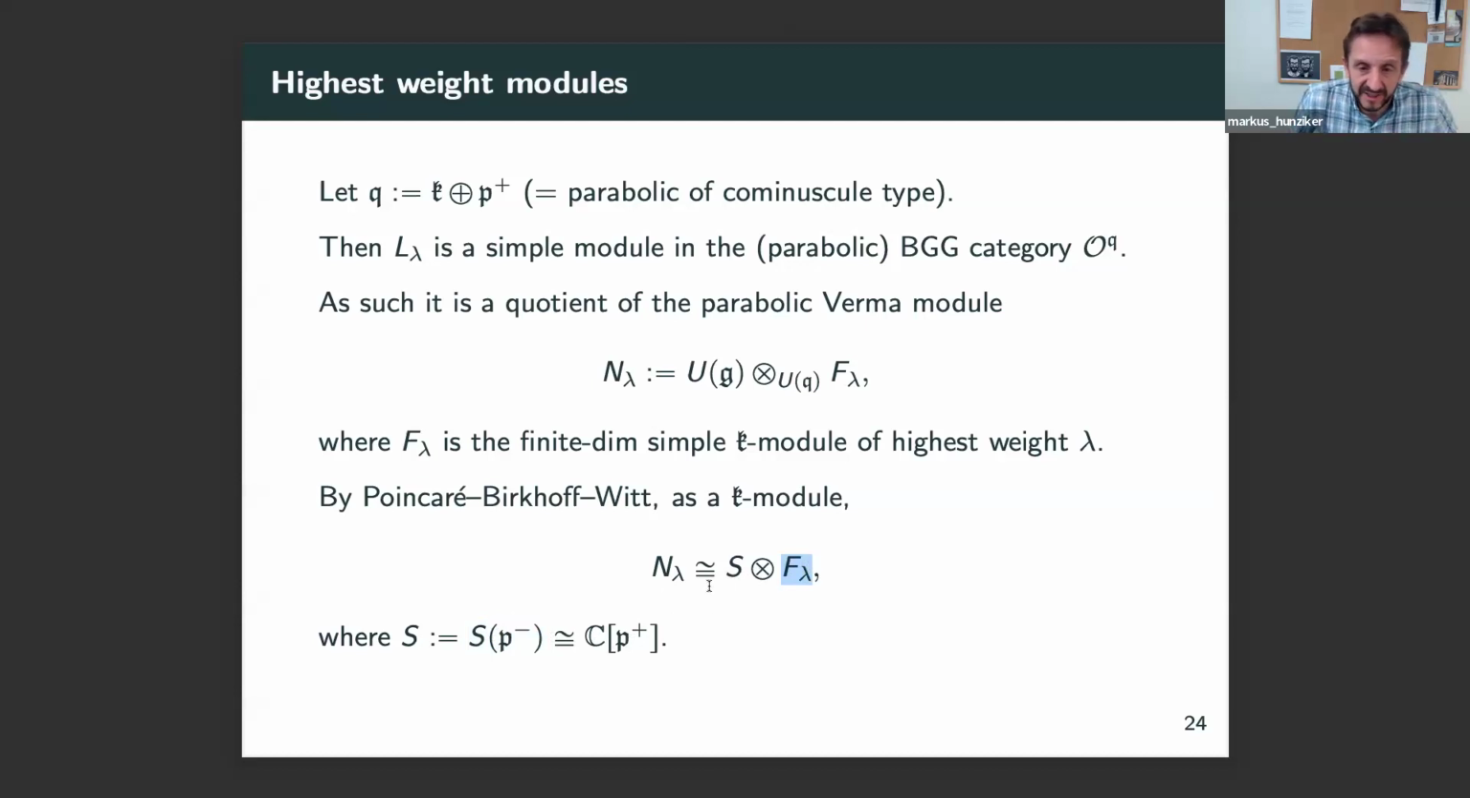So these n lambdas are very simple modules for S, like the S being the symmetric algebra on P minus or the polynomial functions on P plus. Namely, they are free S modules of rank equal to the dimension of this finite dimensional module.